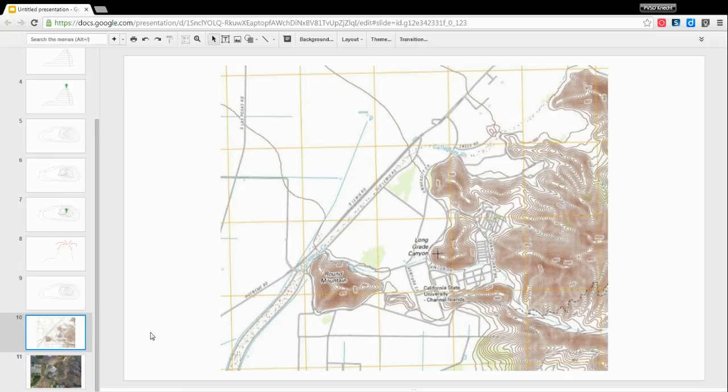So here we are. We've been looking at a topo map. So now it is your turn to try to analyze. Can you find the peaks? Can you identify these mountains? And good luck. Good hiking.